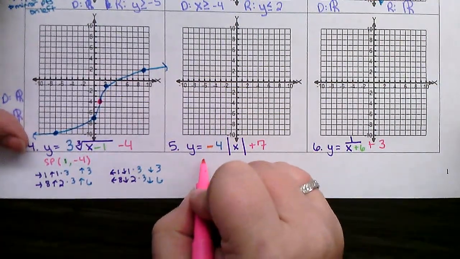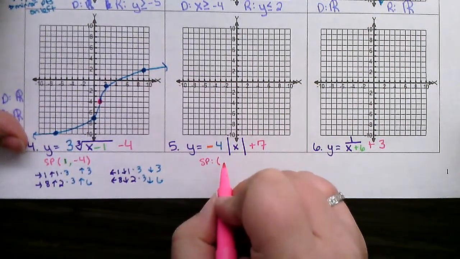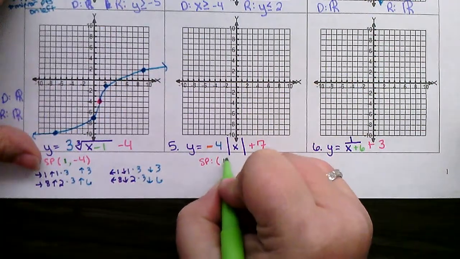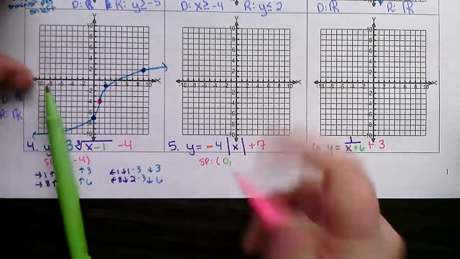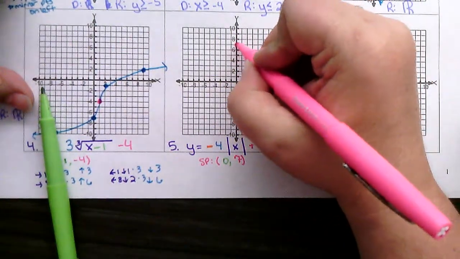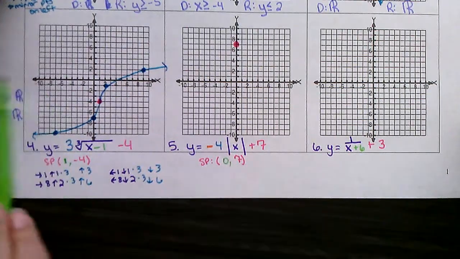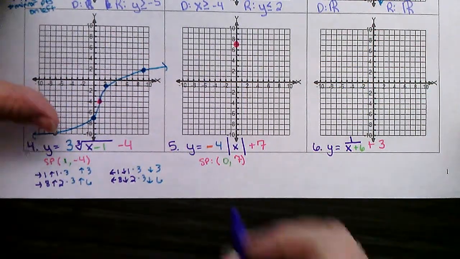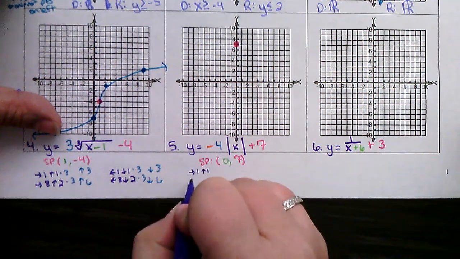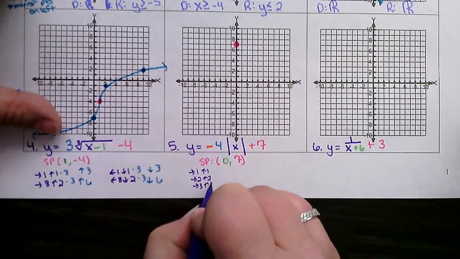Okay, for number 5, our starting point, we do opposite of what's inside. There's nothing there, so it's going to be 0. And then comma, what's after. After is 7. So our starting point is over 0, up 7. And this is an absolute value, so we know it's going to be a V. Its normal pattern for growing is over 1, up 1, over 2, up 2, and over 3, up 3.